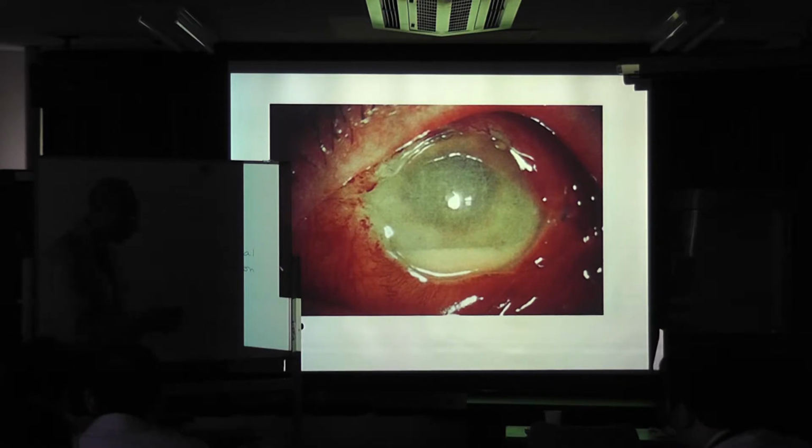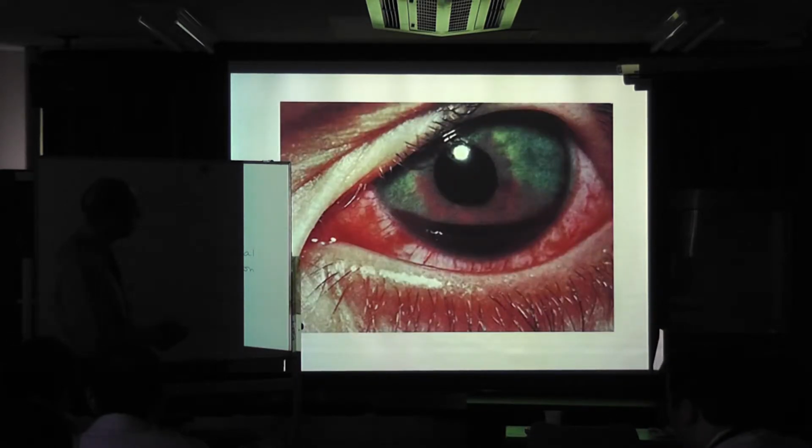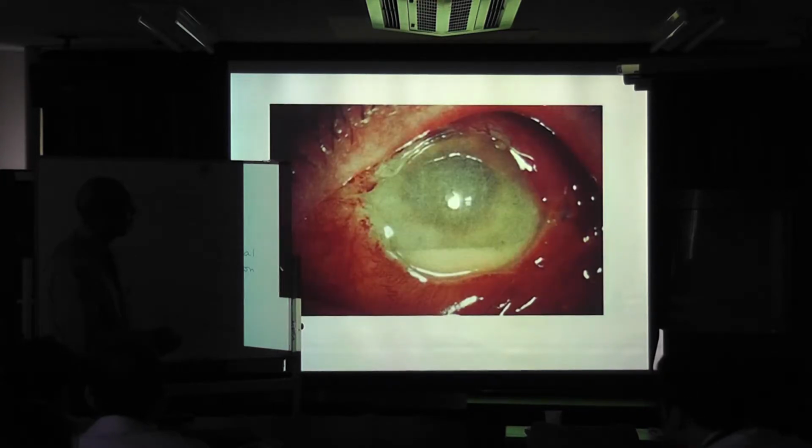So remember the difference between this one, blood inside the eye, trauma, and white blood cell infection or inflammation inside the eye. Both you must call an ophthalmologist for immediately. So both are emergencies.